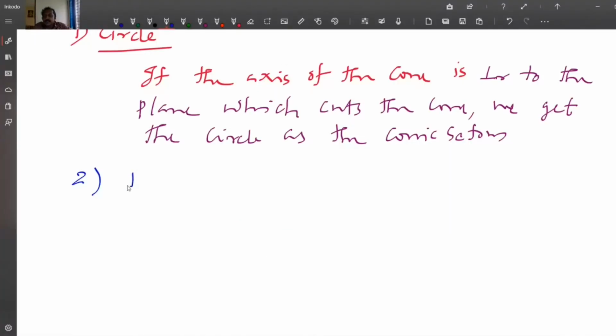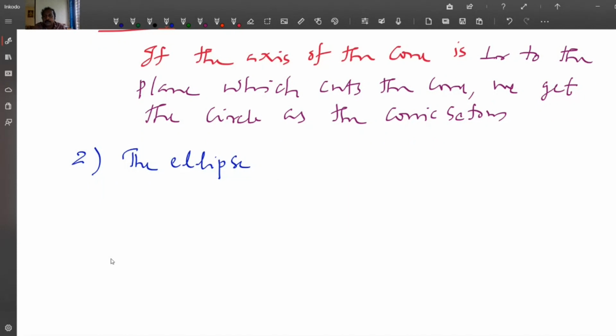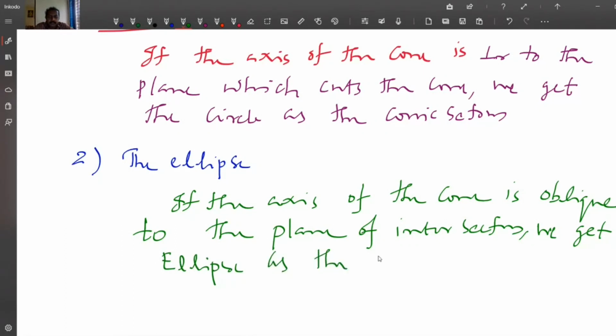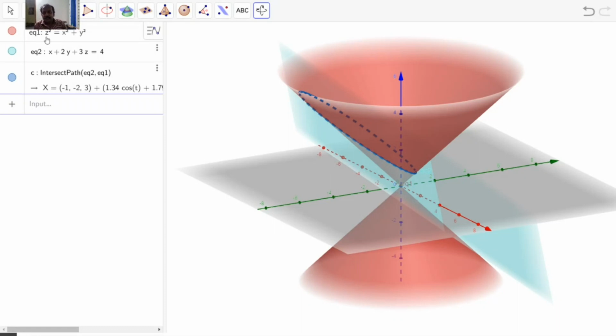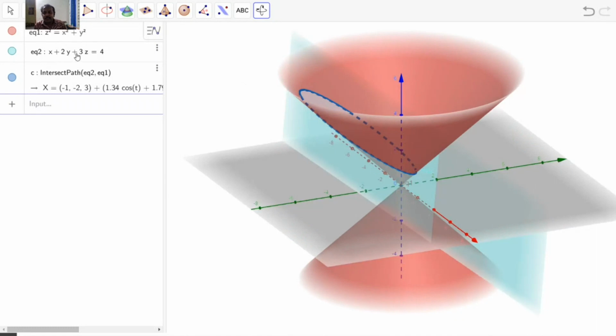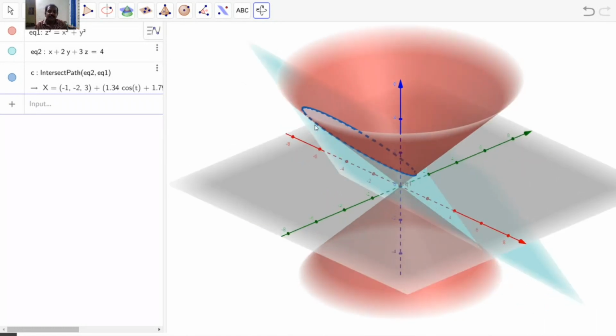Now we consider case 2, the ellipse. If the axis of the cone is oblique to the plane of intersection, we get an ellipse as the conic section. As an example, consider the cone z square is equal to x square plus y square, and the plane x plus 2y plus 3z is equal to a constant. You can see that the curve of intersection of the plane with the cone is an ellipse.